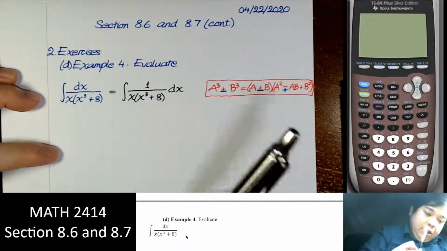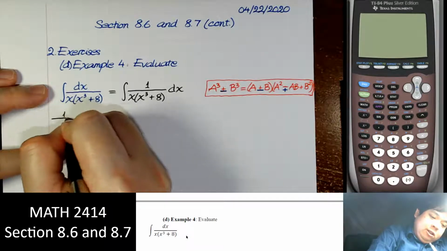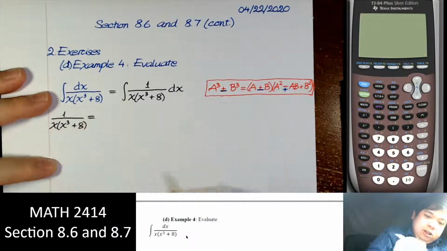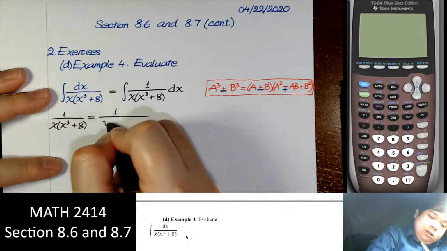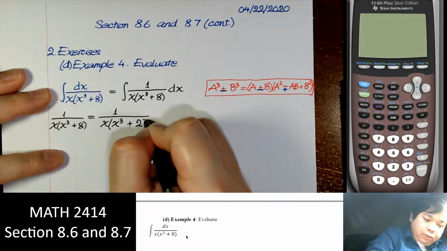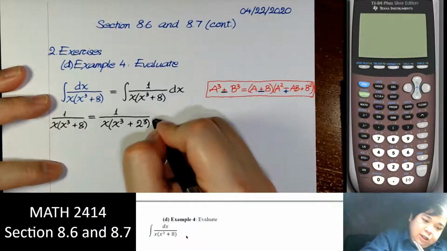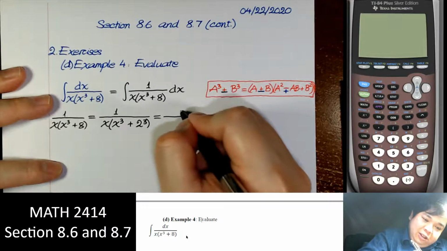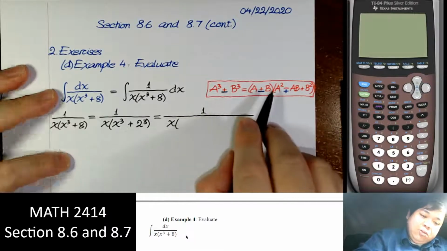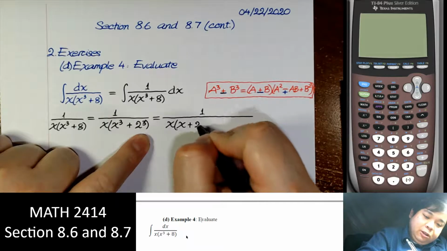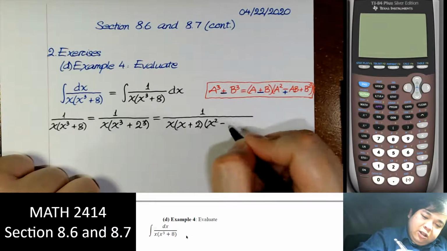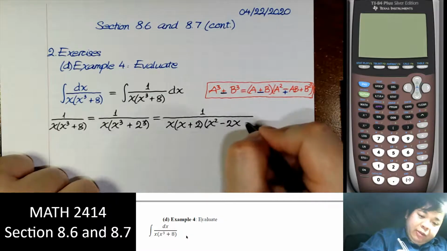Anyway, so we have 1 over x cubed plus 8. x cubed plus 8 we can write as x cubed plus 2 cubed, and that breaks down into (x plus 2) times (x squared minus 2x plus 4). In general, a plus b times a squared minus ab plus b squared.